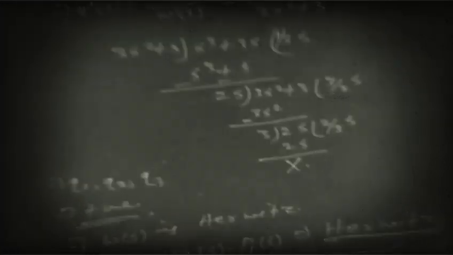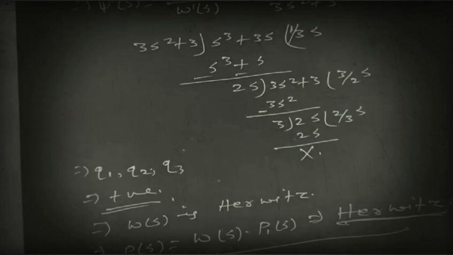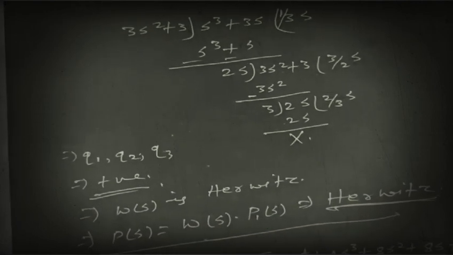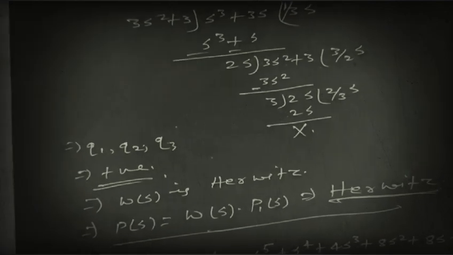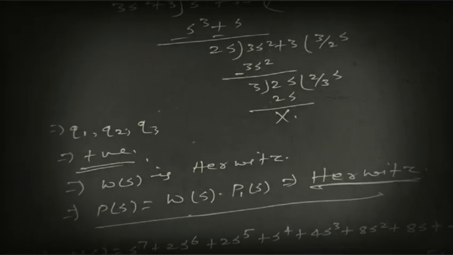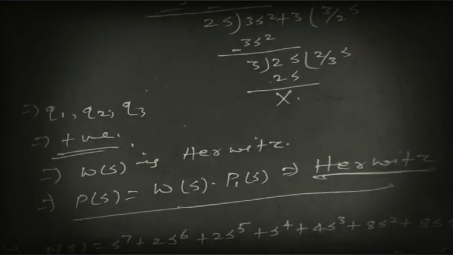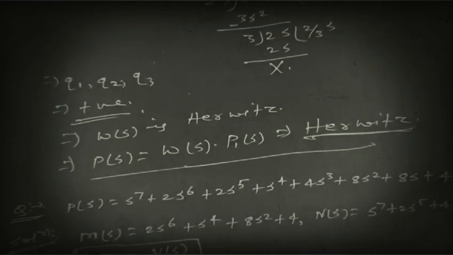Here we see the 3 quotients, that is 1 by 3s, 3 by 2s and 2 by 3s. All the quotients are positive. It means W(s) is Hurwitz and P1(s) is already Hurwitz. So the P(s) polynomial, that is equal to W(s) into P1(s), will be a Hurwitz polynomial.